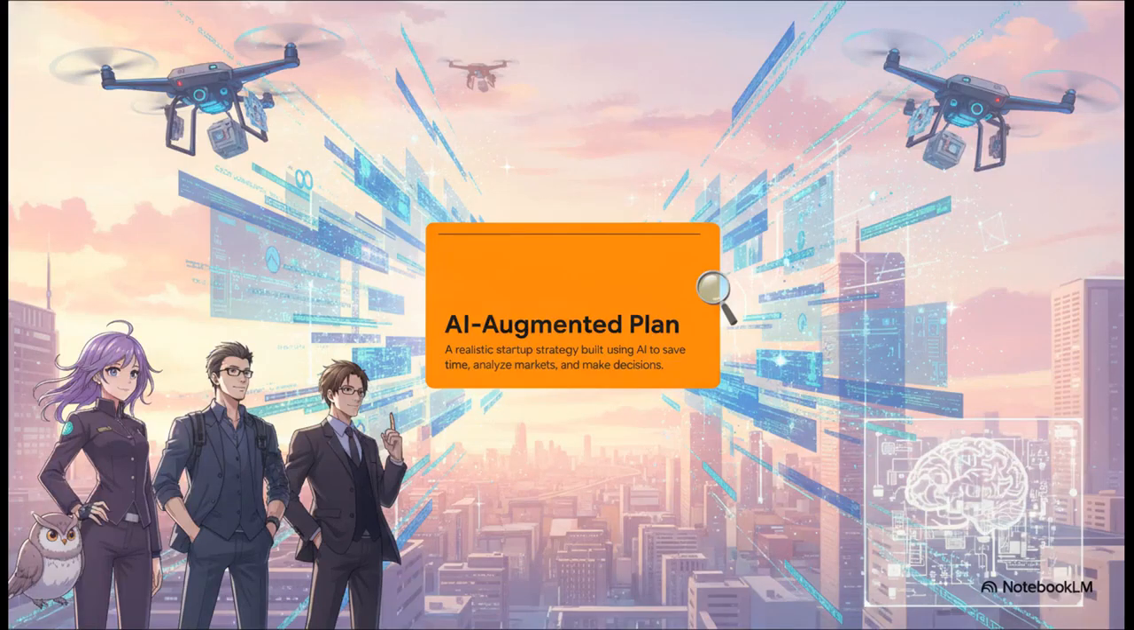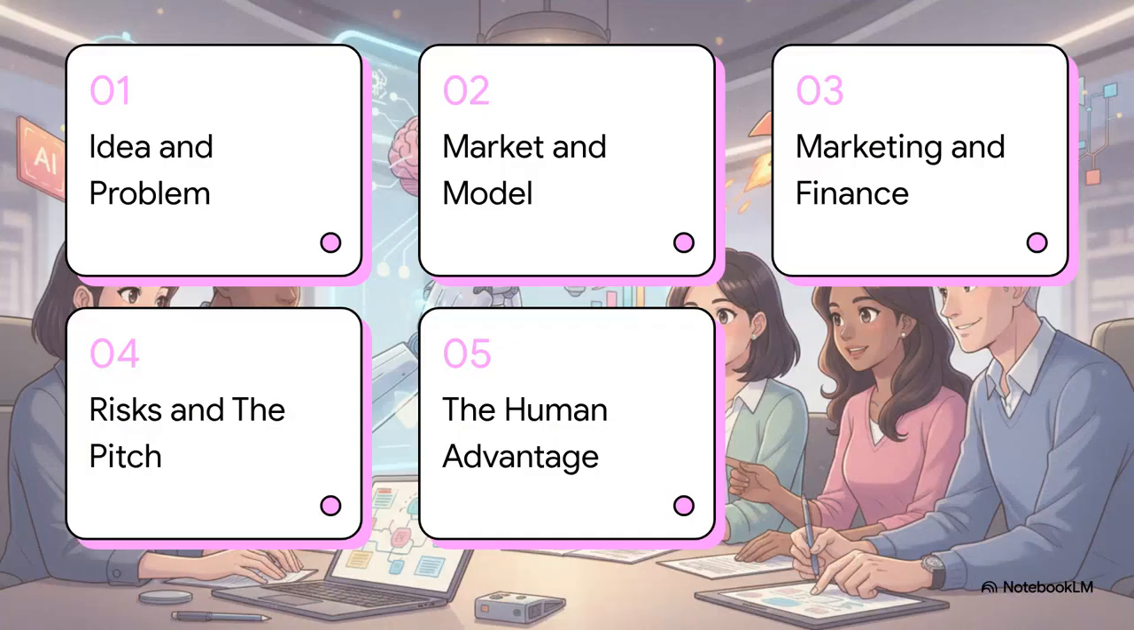What we're talking about today is the 2026 AI-Augmented Business Plan. That's a professional, realistic startup strategy built using modern artificial intelligence to save time, generate ideas, analyze markets, and make way better decisions. We're looking at a fundamental shift here. AI is no longer just some cool novelty. It is a powerful assistant that helps you move from a rough concept to a professional, investor-ready document faster and smarter than ever before. Okay, let's dive into this builder's blueprint.